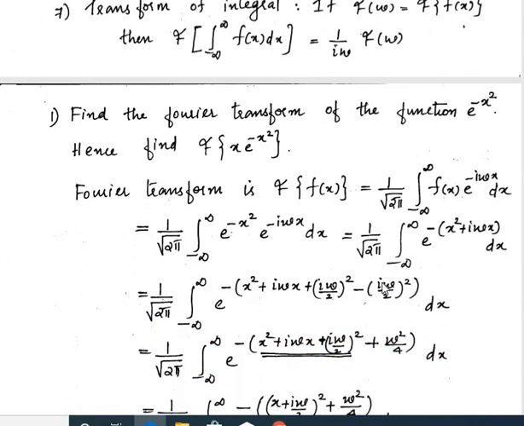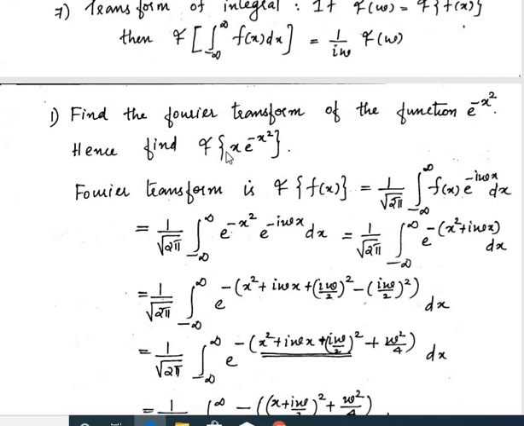The first question is, find the Fourier transform of the function e raised to minus x square. Hence find the Fourier transform of x into e raised to minus x square. Here we see that this is a function, and in the second function the x term is coming together with e raised to minus x square. So we can either apply the multiplication by x property, or we can say that this one is the derivative of this one, that is, the derivative of e raised to minus x square is minus 2x into e raised to minus x square.